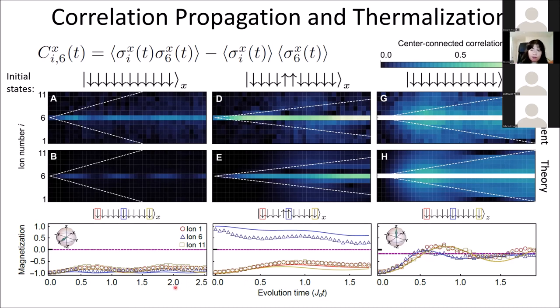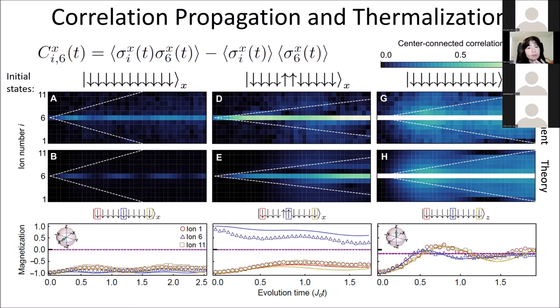In both confined states, the magnetization stays near the initial value and does not approach the thermal expectation value. However, in the unconfined states, all local magnetization quickly relaxes to the thermal expectation value, which is way faster than the confined states. So this is an example of the effect of confinement.